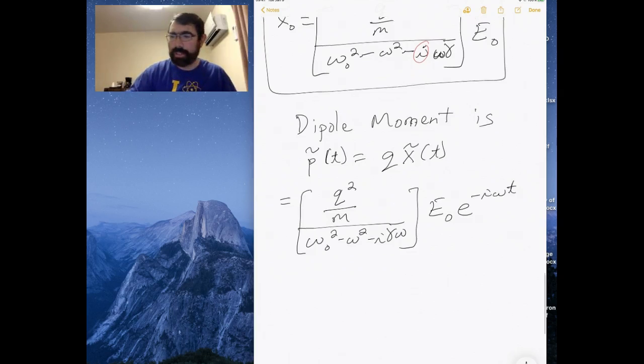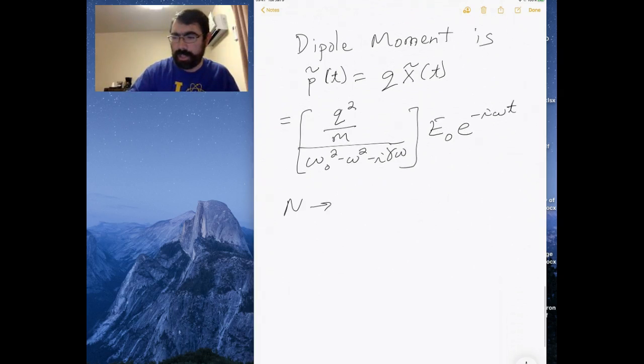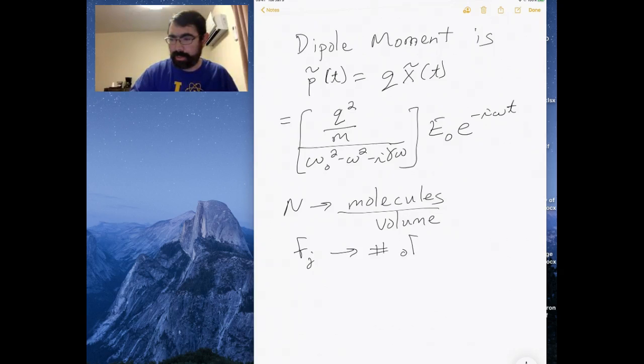Okay, now if there are n molecules per volume, and there are f sub j electrons, so number of electrons, and omega j is the frequency for the jth electron. So basically this is the number of electrons for the jth molecule.